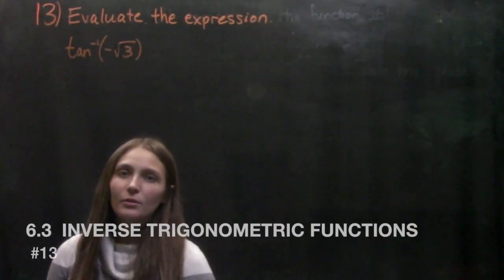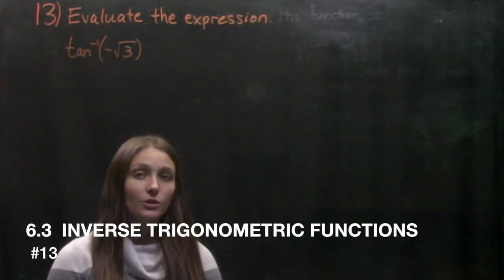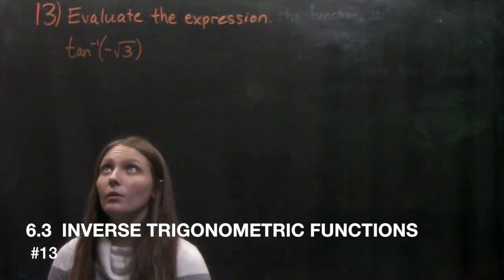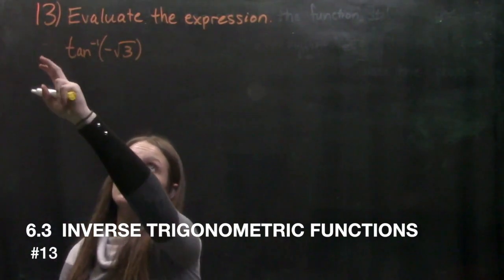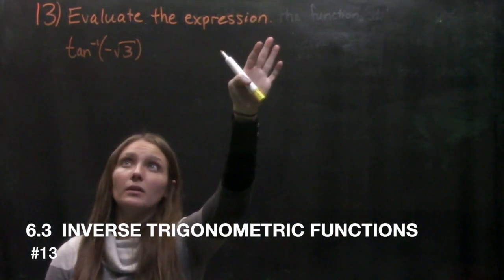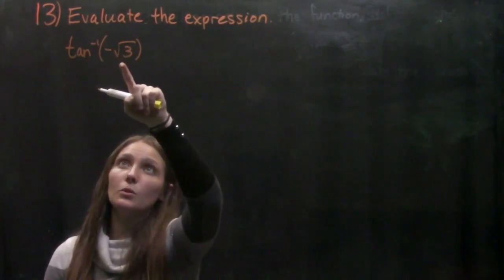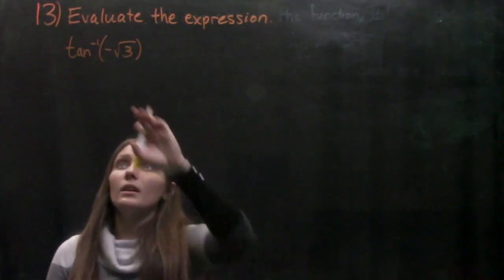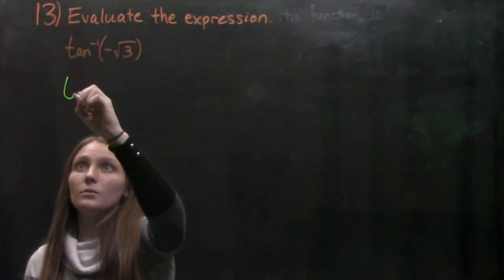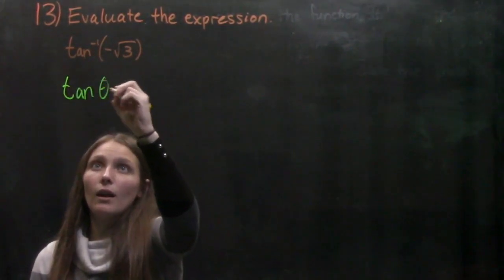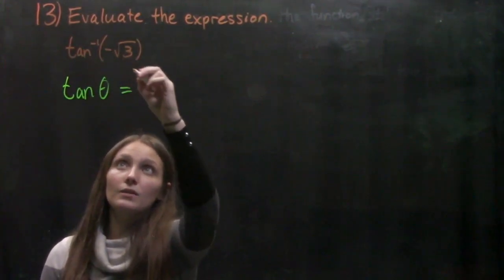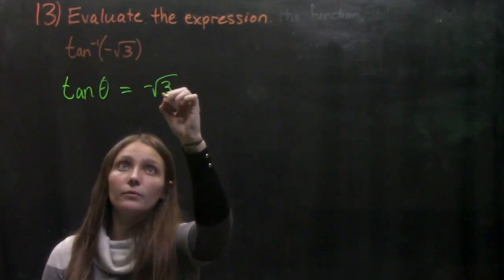Hey guys, today we're going through chapter 6 on trig functions, and we're in section 3 right now, going over problem number 13. Number 13 says evaluate the expression, and we've got the inverse tangent of negative square root 3. When we see an inverse, what we want to think of is a tangent of an angle which gives us the number.